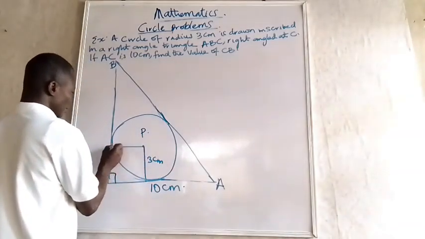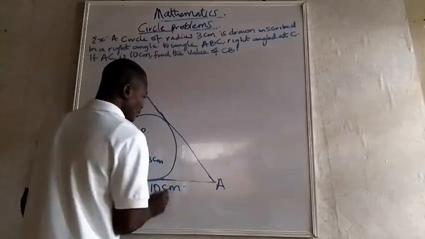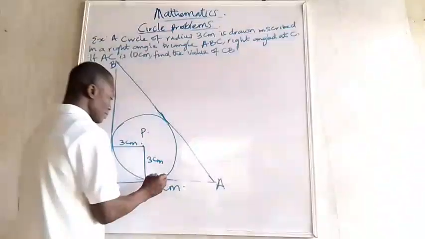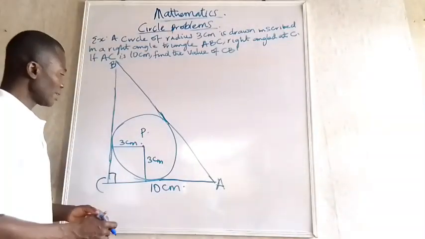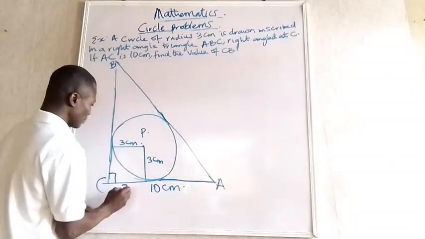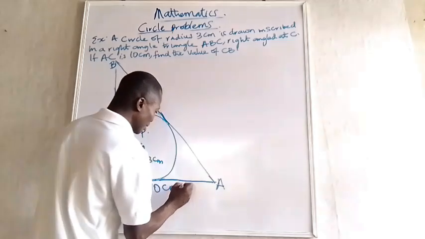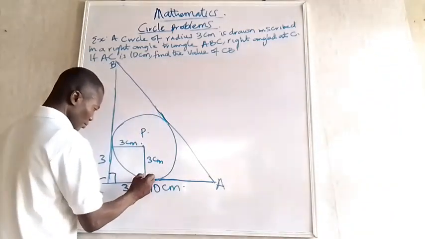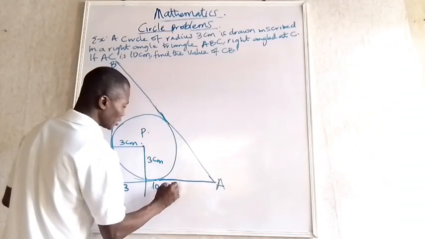And this place too will be 3 cm. You understand? That one stands true. And we know from our theorem that when two tangents generate from the same place, they are equal in length. So this place is 3 cm. This place too will be 3 cm. From this place to this place is 10 minus 3. You know, this is 3. So the remaining part will be 10 minus 3, which is 7 cm.